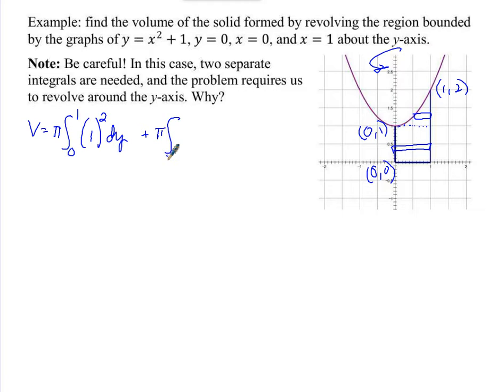Pi integral from 1 to 2. So, this is where it gets tricky. Let me explain that. This outer radius goes from the y-axis out to the outer limit of that representative rectangle. So that distance right there is my big R of y. That is a constant. It's 1. So I need 1 squared minus our inner function, little r of y.